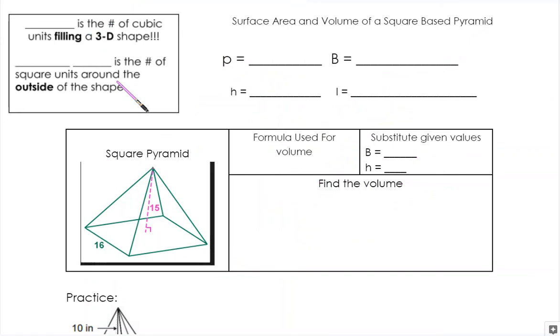All right, so that is how we find surface area and volume of a square pyramid. If you ever have any questions, you can always ask a teacher. The hardest part is remembering what these letters mean. So P, remember, is perimeter, B means area of the base, H is your height, and L is your slant height, the side length of that pyramid.